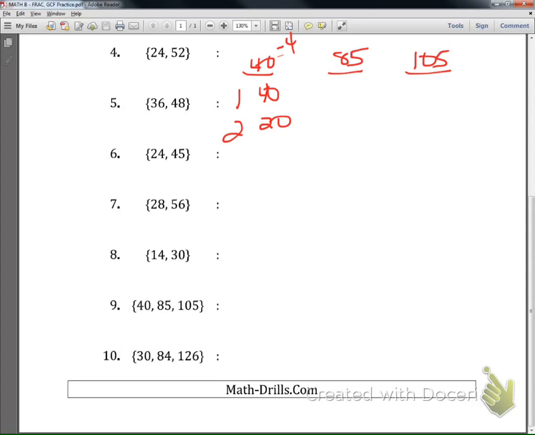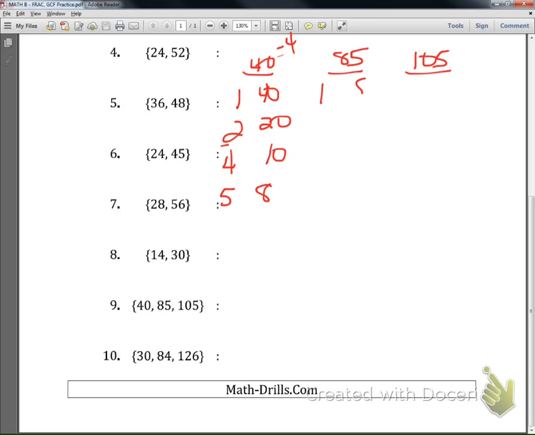3 doesn't go into it, because the digits only add up to 4. 4 does, 4 and 10. 5 does because it ends in 0, so 5 and 8. 6 can't go into it because it only went into 2, but it didn't go into 3, so 6 won't work, and 7 doesn't either, and we're back to 8 again. There are no other numbers between 5 and 8, so that's it.